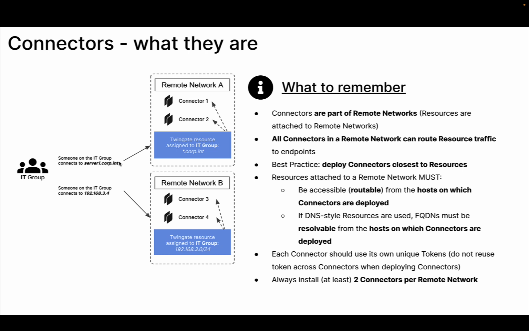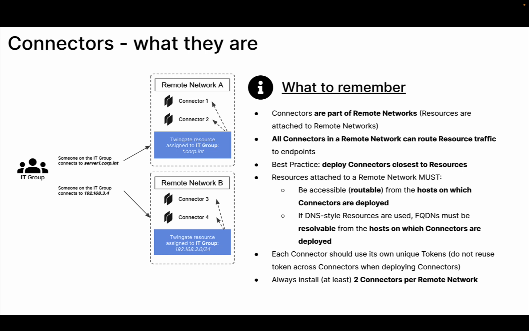So the second prerequisite, if you're going to use DNS style resources, is that both your connectors need to be able to locally resolve the fully qualified domain name to its actual private IP so that they can successfully route traffic to the endpoint. Now, that's pretty much it when it comes to remote networks and connectors. We don't have hard prerequisites on how to place connectors beyond the prerequisites we just reviewed.